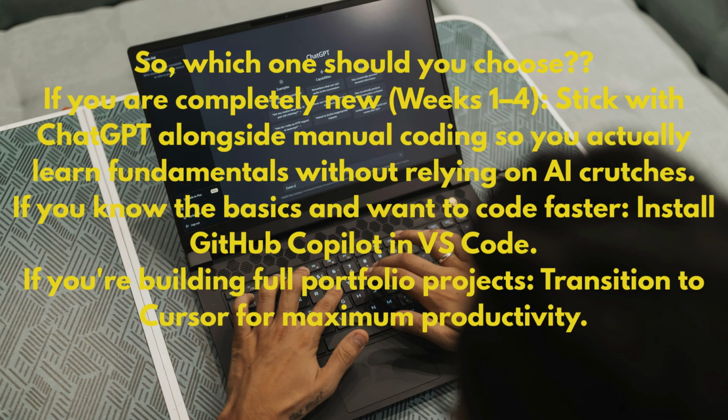So, which one should you choose? If you are completely new, weeks 1 to 4, stick with ChatGPT alongside manual coding so you actually learn fundamentals without relying on AI crutches. If you know the basics and want to code faster, install GitHub Copilot in VS Code. If you're building full portfolio projects, transition to Cursor for maximum productivity.